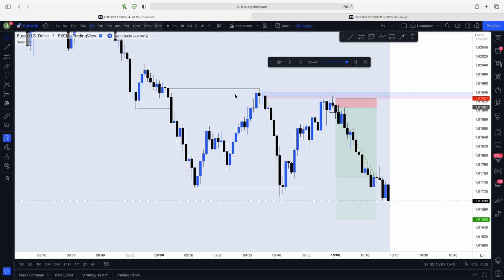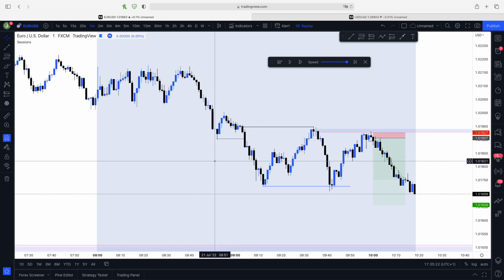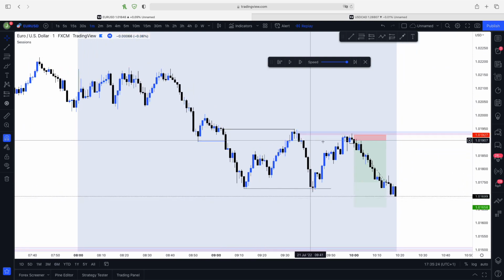The only complexity with EU was obviously the confusion between why I waited for this structure break, but it's simply because it was situation 1 within the session. Mitigation normal, OB, POI entry normal.